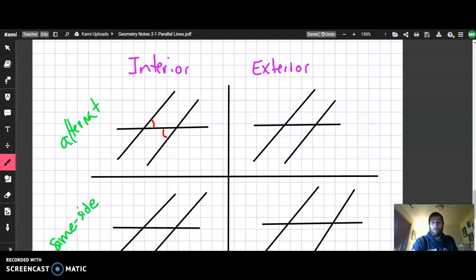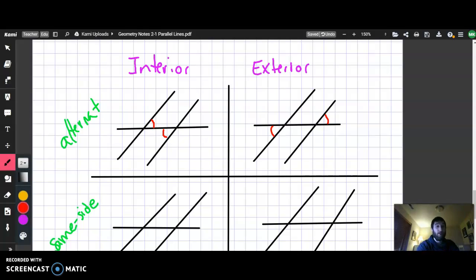Exterior is outside the parallel lines. It's everything not in between. So it's exterior of the parallel lines. Applying that same vocabulary, the alternate angles are on opposite sides of the transversal, one above, one below, but they're outside, so they're exterior, such as here and here. Now, every parallel line angle relationship, alternate interior and alternate exterior, matches with just that pair, but there exists a second pair that matches as well.